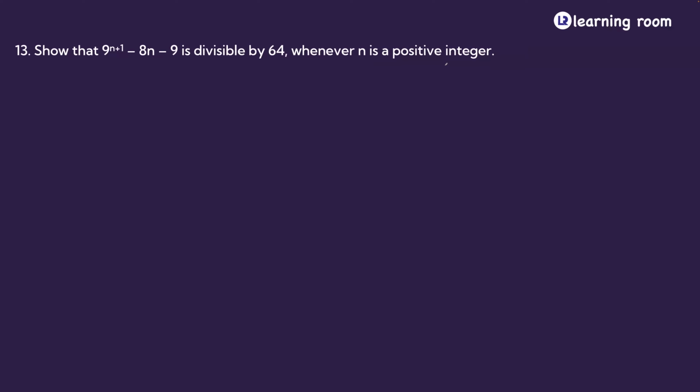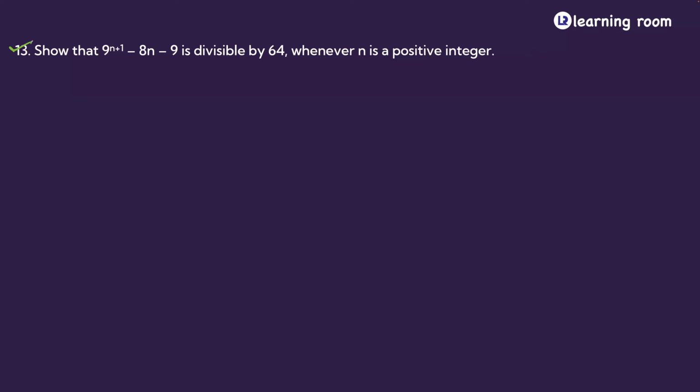So this I will do. I'll do two more problems. Okay. Listen. The 13th problem is: show that 9 power n plus 1 minus 8n minus 9 is divisible by 64 whenever n is a positive integer.